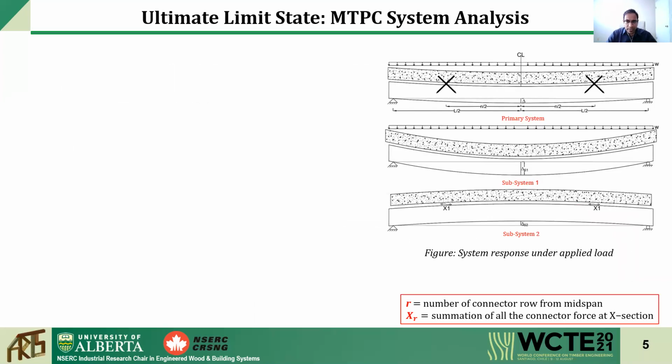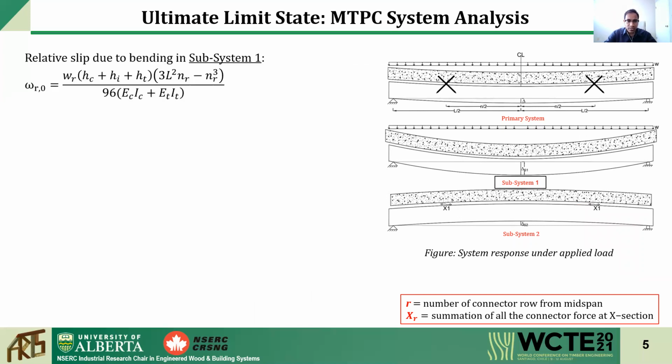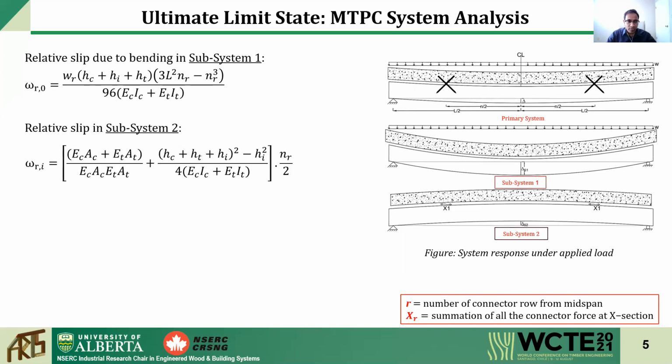According to the superposition method, the simply supported panel is subdivided into two subsystems under uniform load. In subsystem 1, the connection is released and the unconnected panel is analyzed under a uniformly applied load. In subsystem 2, the connectors are replaced by redundant shear forces that act opposite to the slip caused by the first subsystem. The relative slip for subsystem 1 can be calculated from this equation, and for subsystem 2, the relative slip can be calculated from this equation.